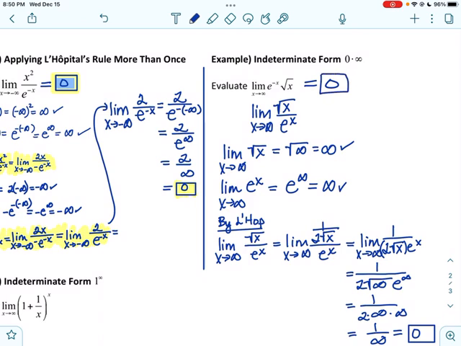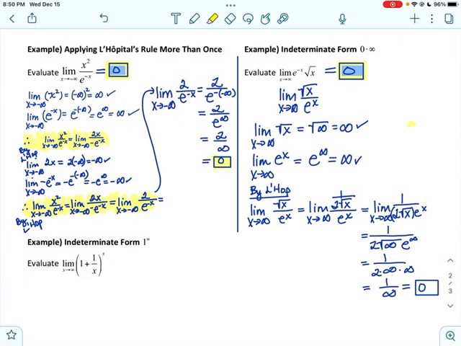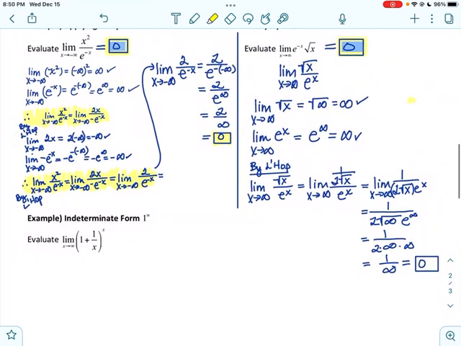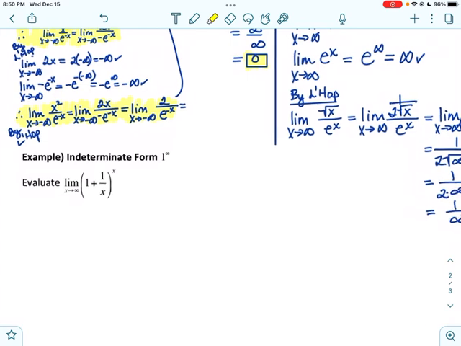Okay, see how that is. So rewriting your fraction, rewriting the limit in a fractional form, and then applying L'Hopital's rule. And we get our 0 for the limit. Okay, one more here. We have evaluate the limit here.